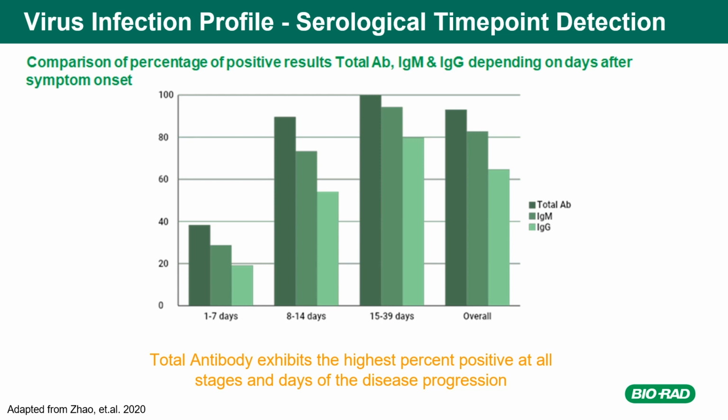As we discussed earlier, early disease detection includes IgA/IgM, and then IgG detection extends for significantly longer and may be an indicator of long-term immunity. This chart gives an example of how IgM and IgG compare in a test individually and together, noted as the total antibody at different time points. Total antibody exhibits the highest % positivity at all stages and days of the disease progression, ranging from, on the left, 1 to 7 days, 8 to 14 days, 15 to 39 days, and overall.